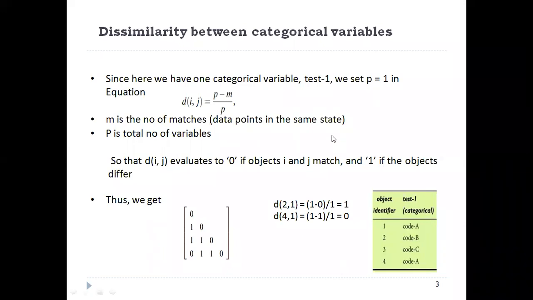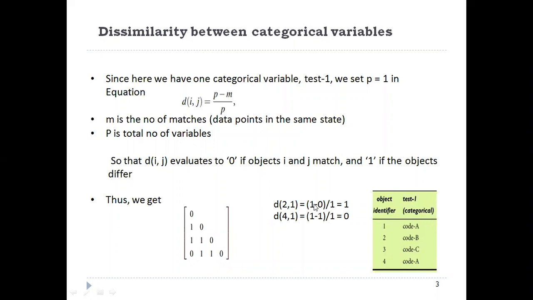Now we'll calculate the distance between point 1 and point 2. Code A and code B are different, so the match is 0. So 0 minus 1 divided by 1. Sorry, 1 minus 0 divided by 1. So 1 by 1 is 1. So the distance between 1 and 2 becomes 1. The distance between the same point is 0, so d of 1 comma 1 is 0. D of 2 comma 1 is 1. P is 1 because the variable is 1. M, the match, is 0. 1 minus 0 divided by P, which is 1.